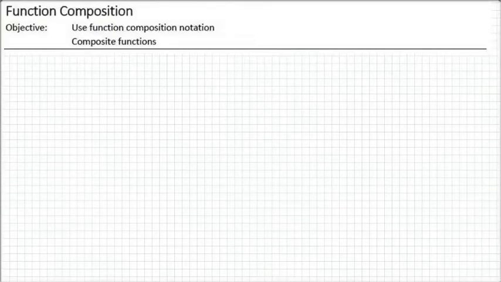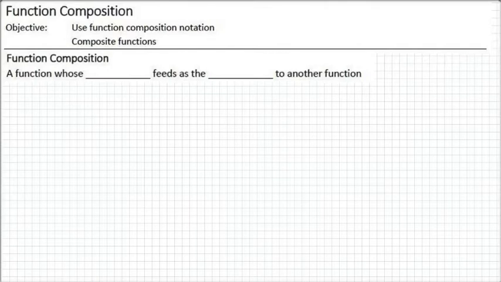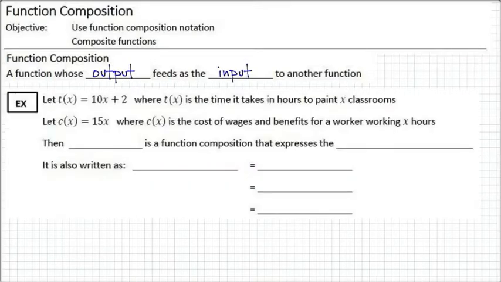In this lesson, we're going to be learning function composition. Function composition is where a function's output feeds the input of another function. Here's a little example of how we might use it.